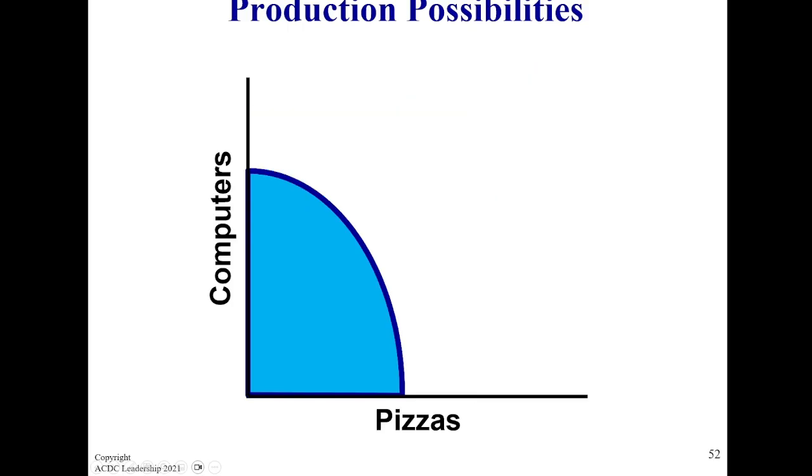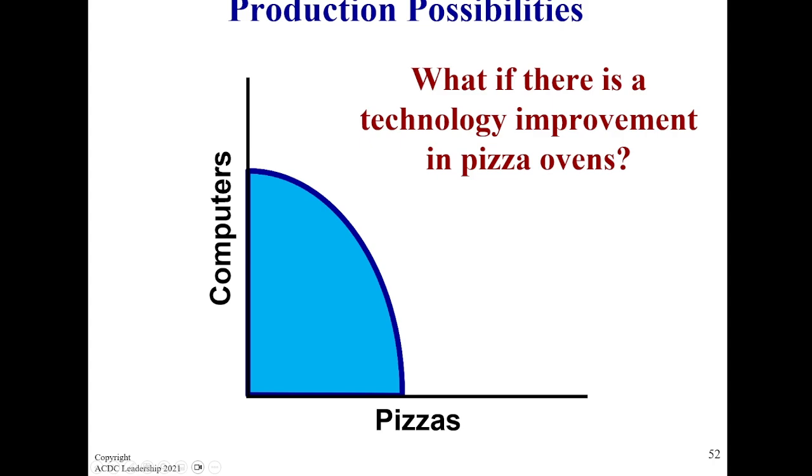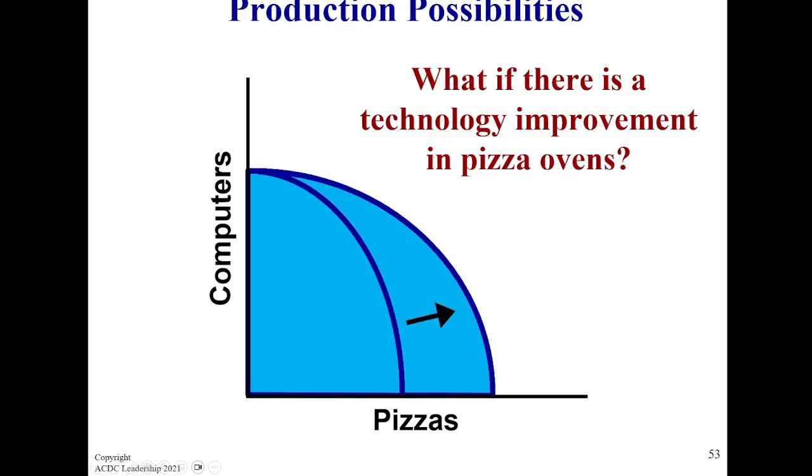So what if there's a technology improvement in pizza ovens? This is specifically talking about pizza, right? So we can't produce more computers, right? We can only produce more pizzas. So it'll look something like this, where only the pizza side will be expanded.